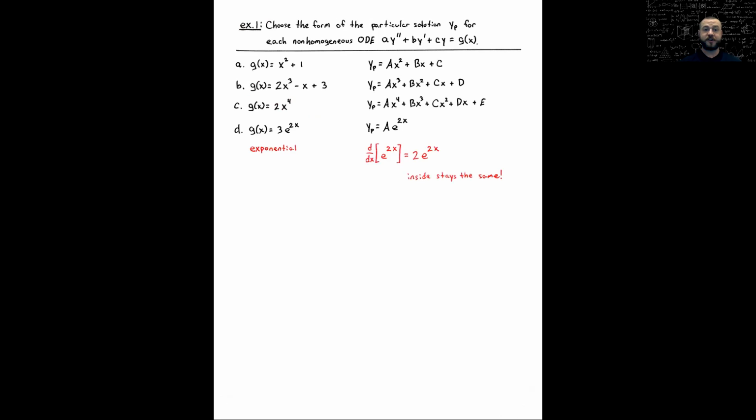All right, for part D, g of x is 3 times e to the 2x, which is an exponential function. So we try a general exponential function with a constant a out front, but the exponent is still 2x. Why? Think about using the chain rule to differentiate e to the 2x. You get a factor of 2 coming down front due to the chain rule, but the exponent, 2x, stays the same.